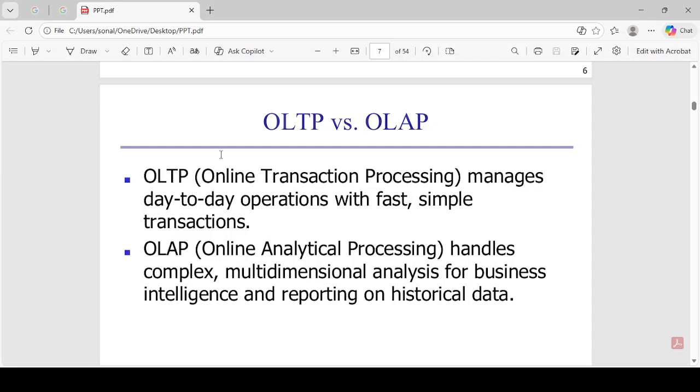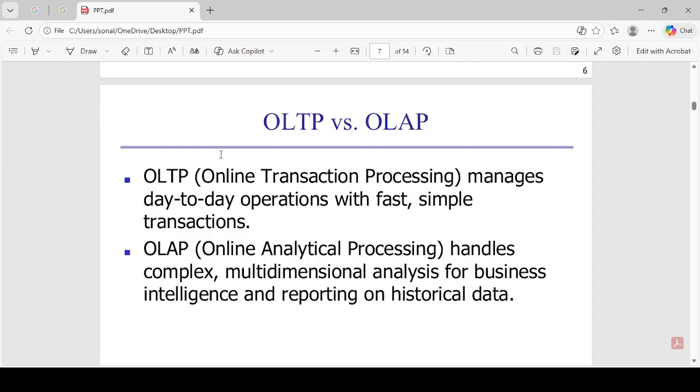OLTP stands for Online Transaction Processing, and it manages our day-to-day operations with very fast, simple transactions. Let's take an example here. Say I am buying or purchasing a particular product, or maybe I'm trying to buy a particular book online from a website. After I select a particular book, I need to proceed further. For proceeding, I need to check the author, maybe the publisher, the price, etc. And the final step of my purchase is the payment, which is the financial transaction. That is an example of online transaction processing. We all make use of OLTP every day in our day-to-day life. OLTP stands for Online Transaction Processing, and it manages our day-to-day operations with fast, simple transactions.